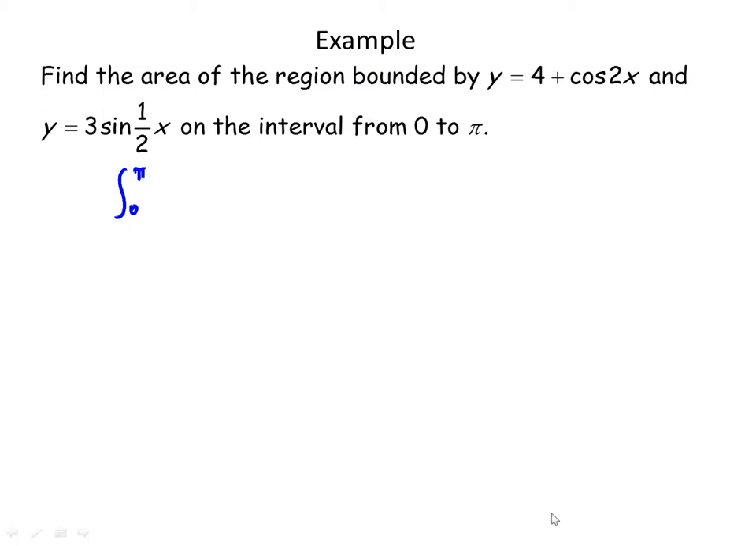From 0 to pi, and then you're going to do top, which is the one that shifted up 4, minus bottom. So for this one, when you look at this one, don't feel like you want to throw up. Just take a step back, breathe, and think about it.